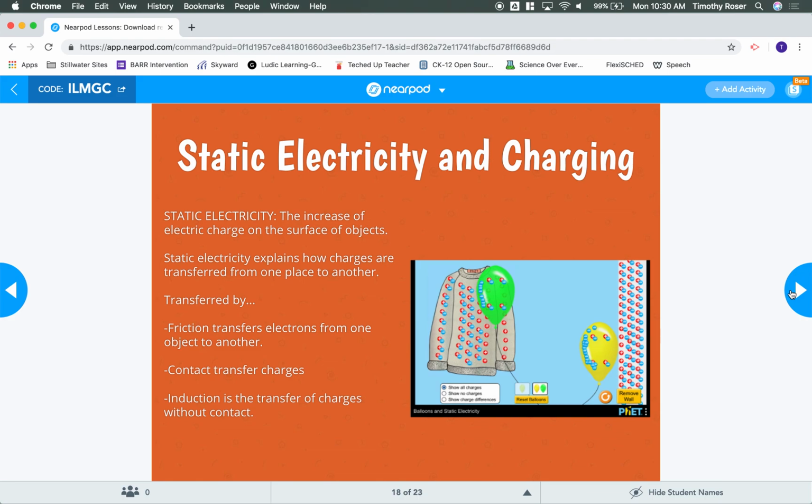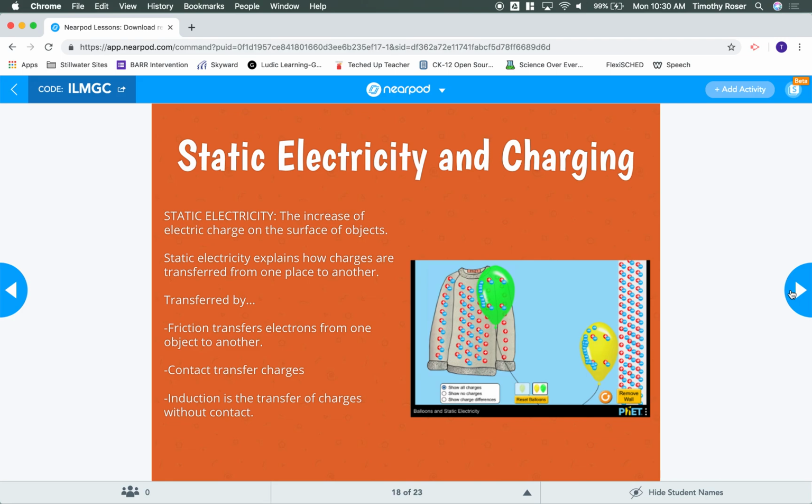Friction transfers electrons from one object to another. In this case, when we were rubbing the balloon against the sweater in the PhET simulation, the rubber in the balloon wants electrons more than the wool in the sweater, and so the balloon takes electrons away. Contact transfers charge as well.